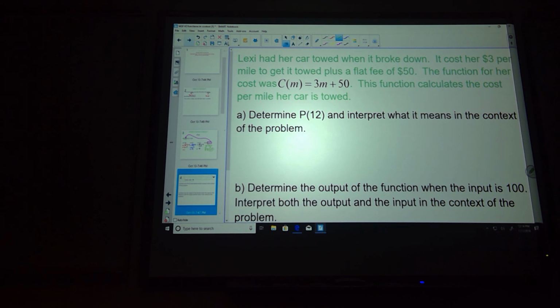So Lexi had her car towed when it broke down. It cost her $3 per mile to get it towed, plus a flat fee of $50. The function for her cost was C at m is equal to 3m plus 50. This function calculates the cost per mile her car is towed.